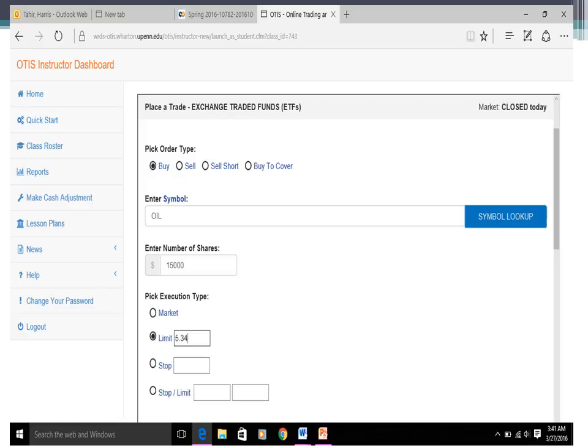Once I'm satisfied with all of these, it's a buy order, ticker symbol OIL, number of shares 15,000, the limit price of 5.34. I placed it as good till cancel, or 14 days, and then I would click preview, and once I'm satisfied with the preview, I'm going to place the order. So this basically tells you how to place an order for an exchange traded fund that trades just like a stock but is not a common stock.